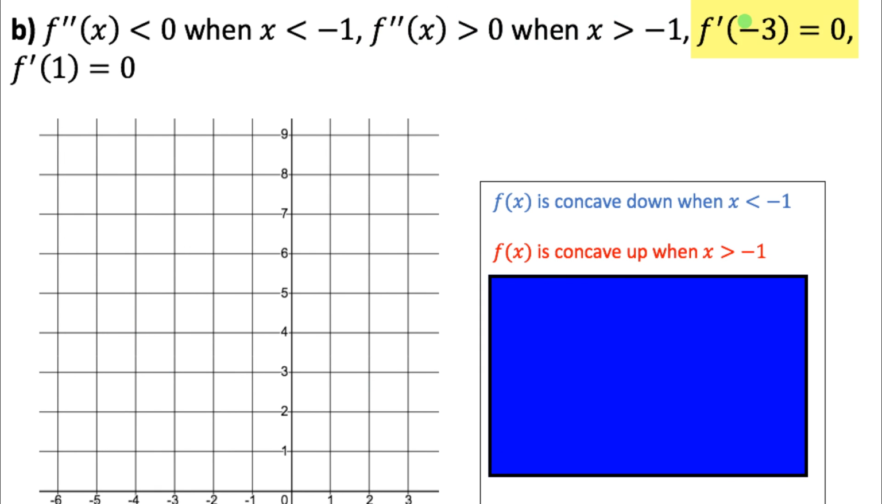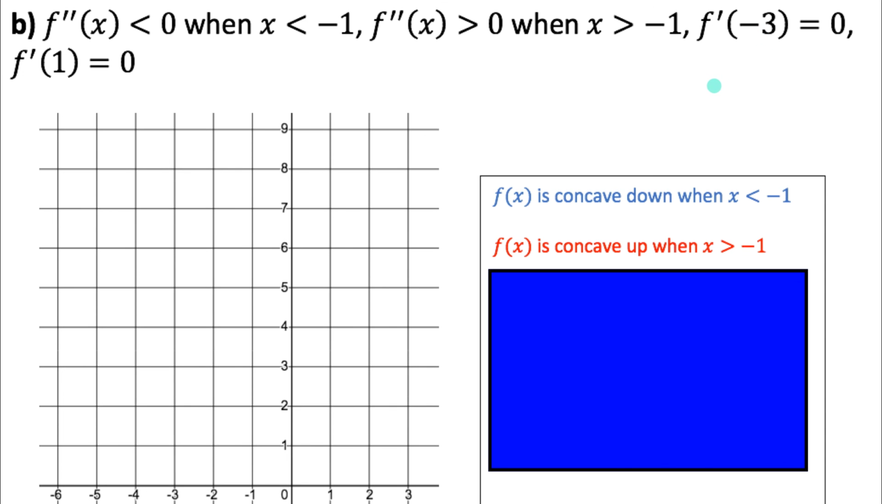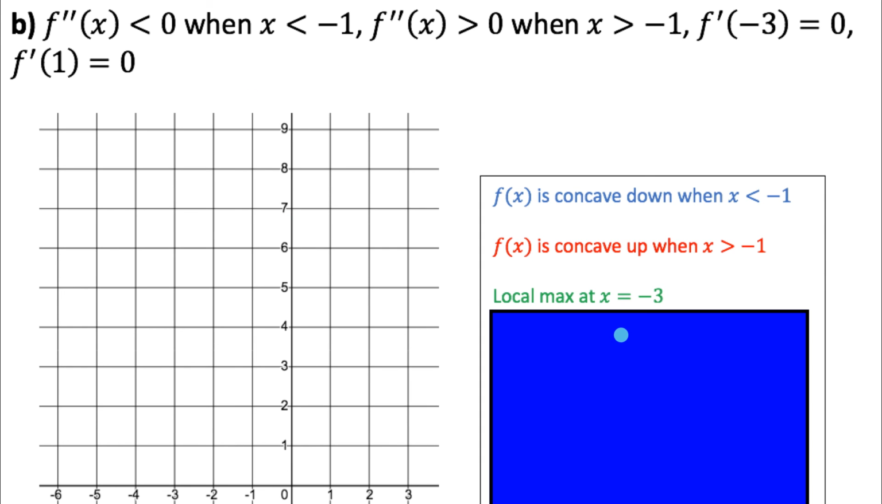f prime at -3 is 0. That means the slope of the function is 0 at an x value of -3, which means it could be a local max or min. And since an x value of -3 is less than -1, at that point the function must be concave down and have a horizontal tangent, which means it's a local max. Okay, so there's a local max at an x value of -3.